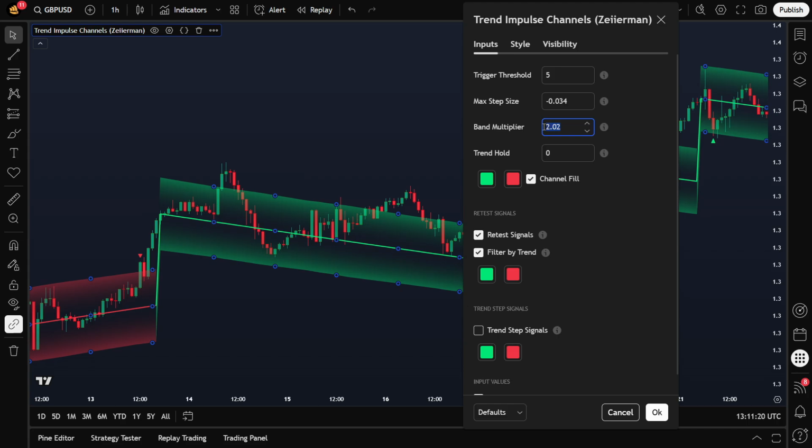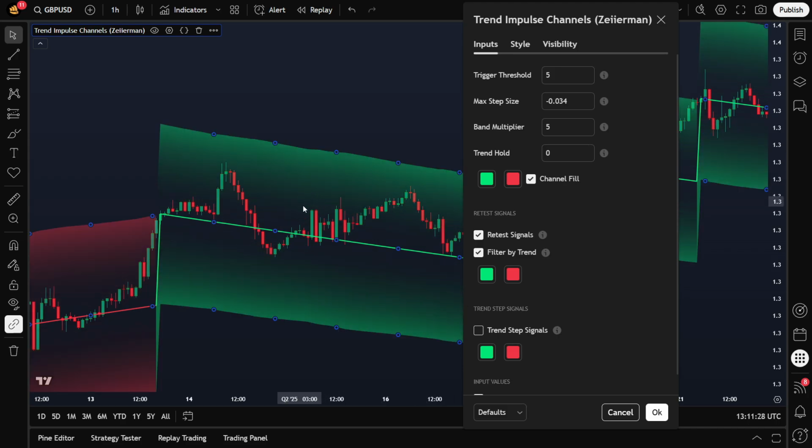The band multiplier controls how wide the channel bands are. A higher multiplier gives price more breathing room, so you don't get constant signals during small movements. A lower multiplier makes the channel tighter, which might catch more signals but can also be choppier. You also have a setting called Trend Hold by Bars. This tells the indicator how long price needs to stay in one direction before it's willing to flip the trend.